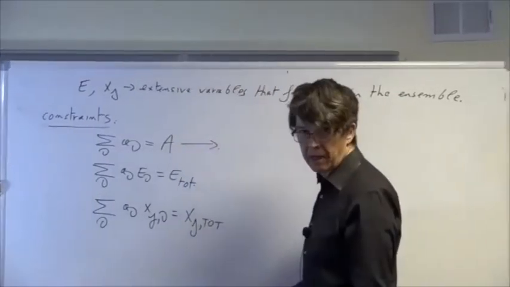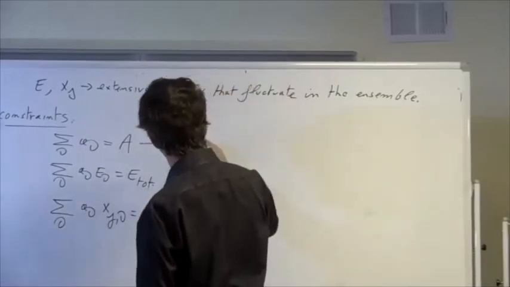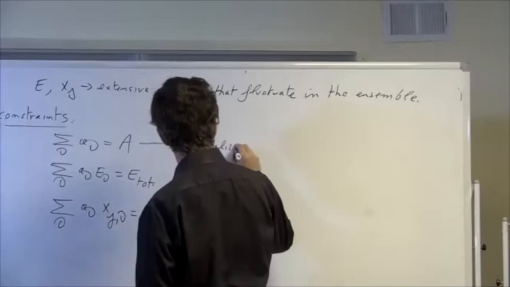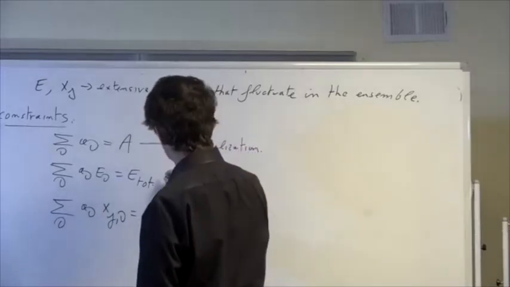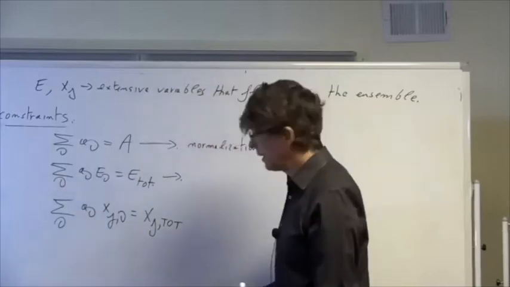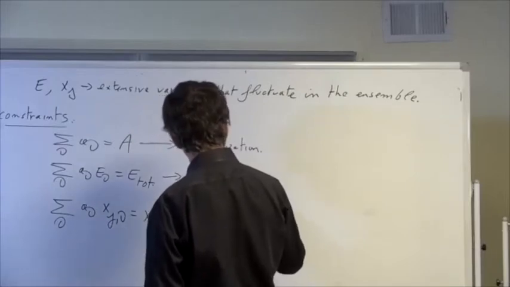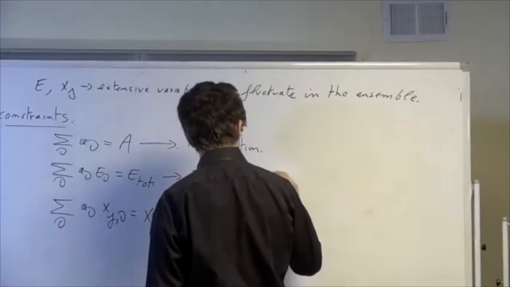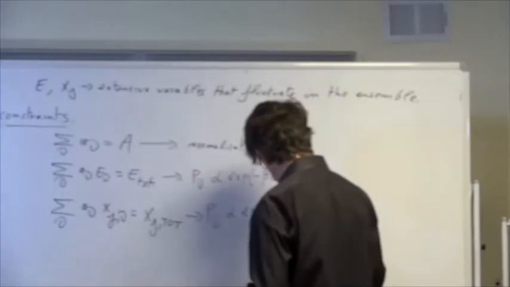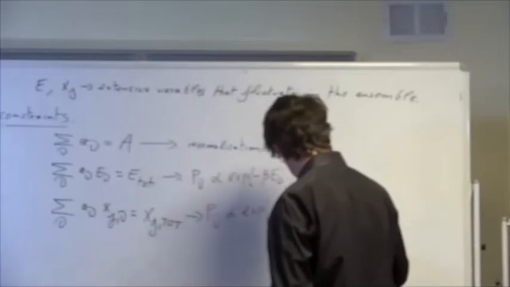This Lagrange multiplier, this one just leads to the normalization. This essentially leads to the partition function in your probability. This one leads to a term in the probability. This is telling you that the probability has to be proportional to the exponential of minus beta E nu. And this one then, by analogy, will tell you that the probability has to be proportional to the exponential of minus psi j x j nu.